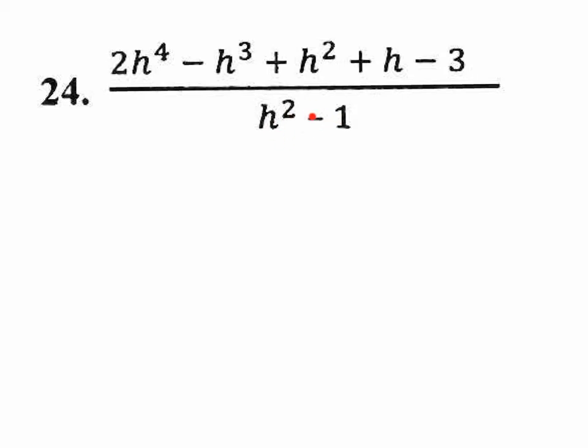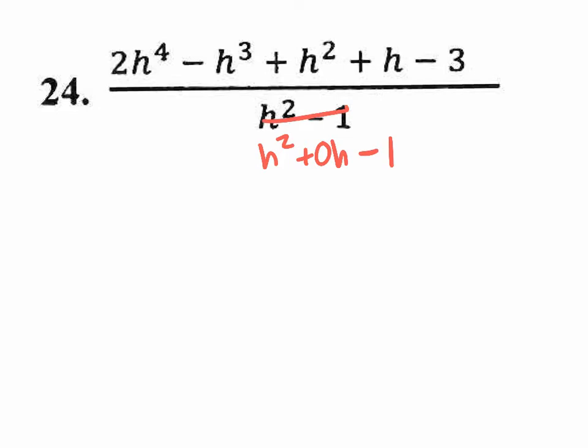The bottom one's not ready to go. Why not? Because it's h to the second. Where's h to the one at? It's not there. Okay, so the very first thing to do whenever you're going to do long division, or any division for that matter, is to make sure every power is represented. So in the denominator, I want to rewrite that as h squared plus 0h minus 1 at the very end. So I'm going to rewrite that bottom one as that.